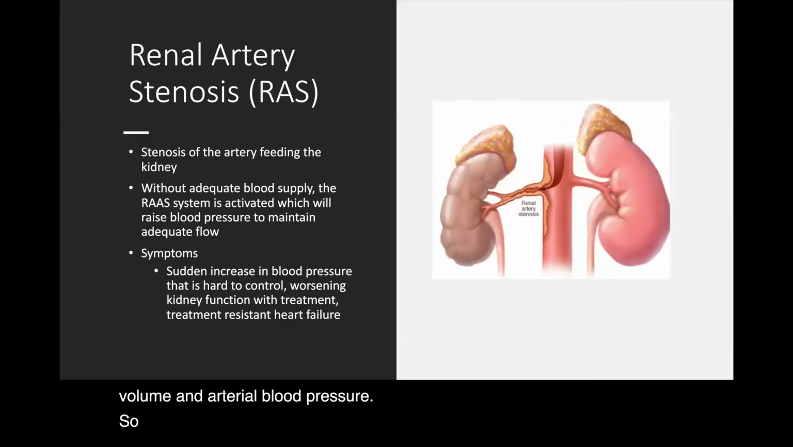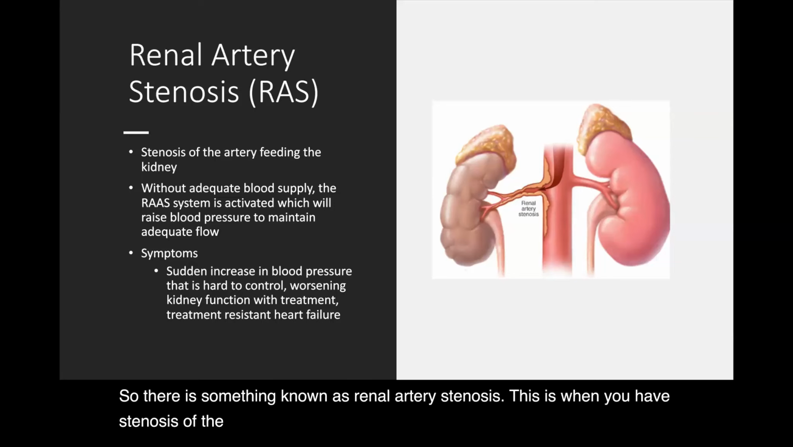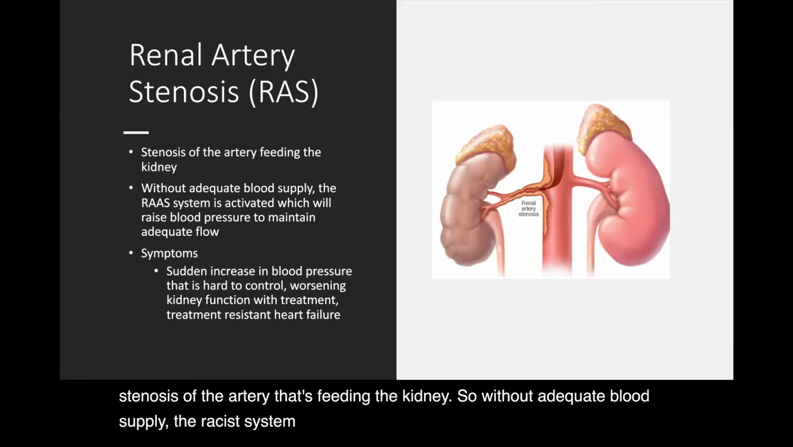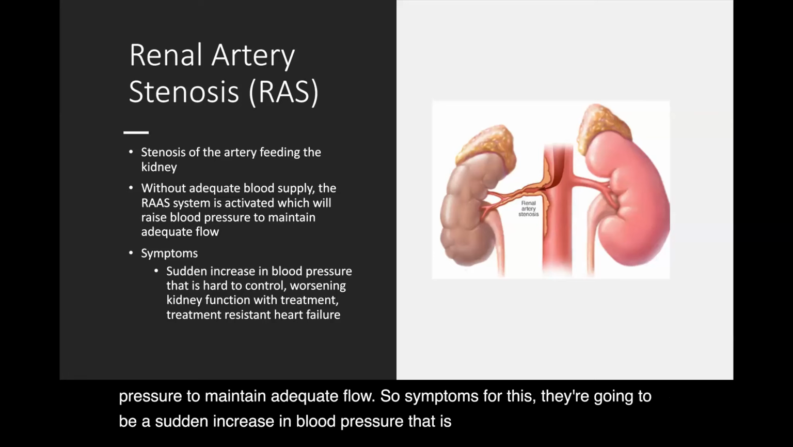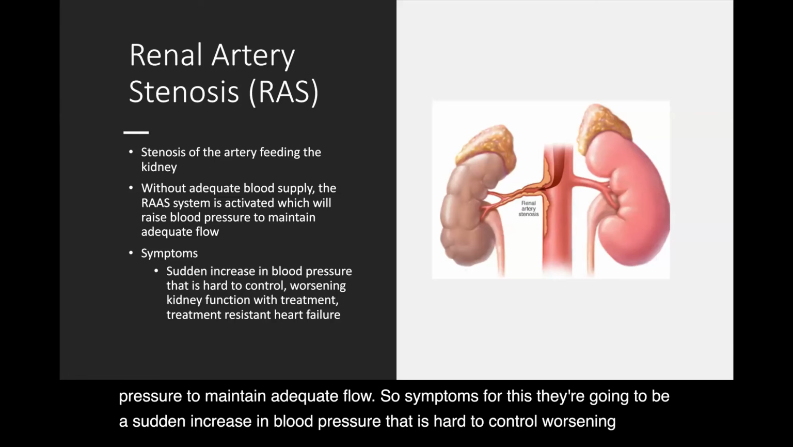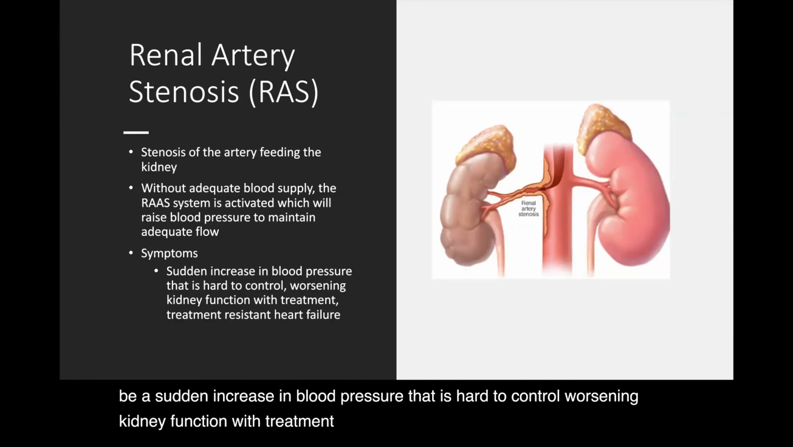So there is something known as renal artery stenosis. This is when you have stenosis of the artery that's feeding the kidney. So without adequate blood supply, the RAS system is activated, which is going to raise the blood pressure to maintain adequate flow. Symptoms for this are going to be a sudden increase in blood pressure that is hard to control, worsening kidney function with treatment, and treatment-resistant heart failure.